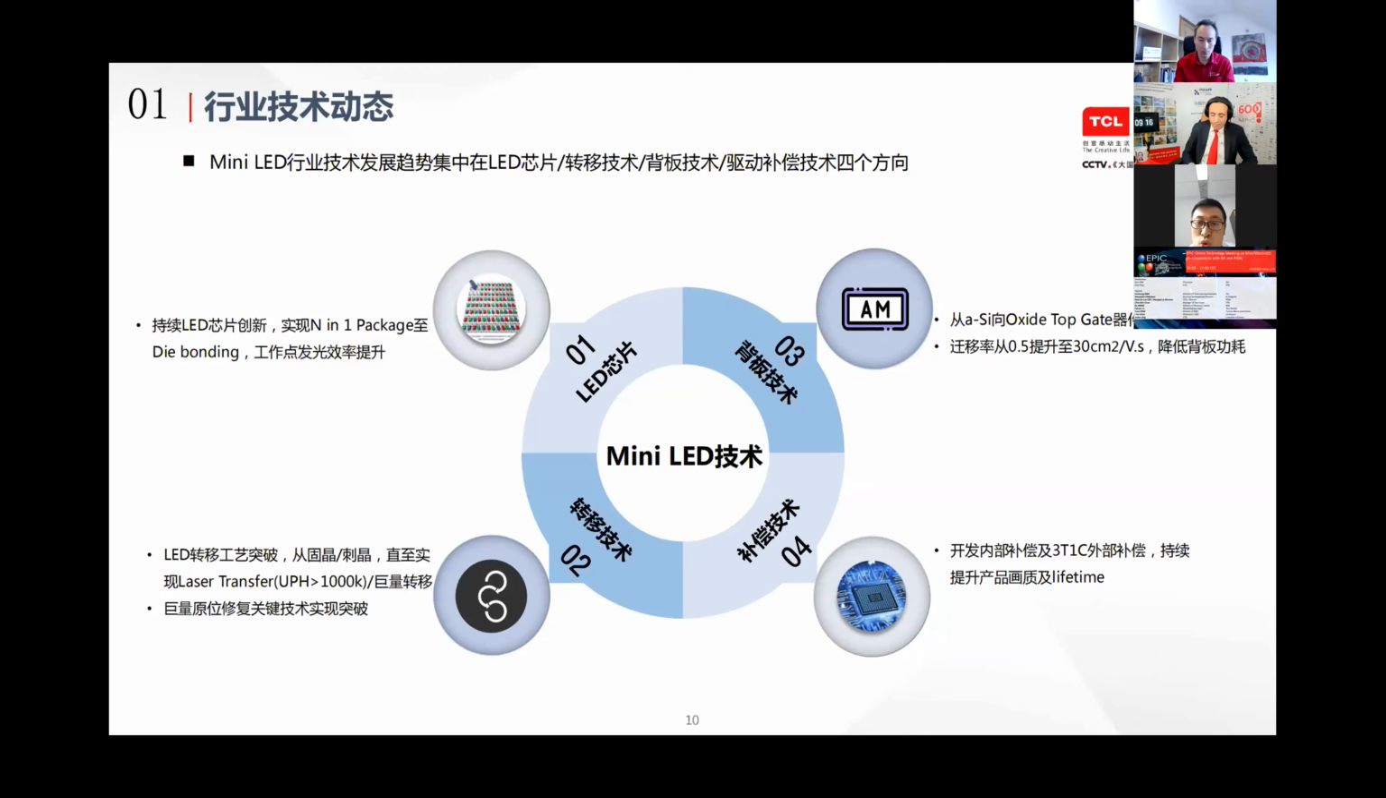And now let's see the compensation technology. If we need to use backplane, we need 3GC. So to achieve the internal compensation, we may use IC, that is a key technology for us.